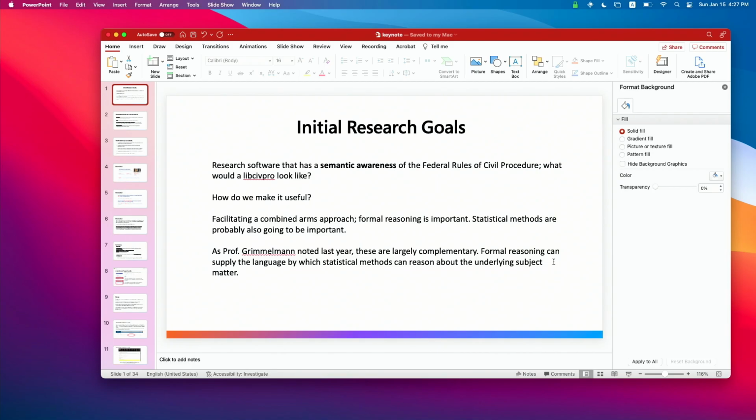So Professor Grimmelman last year in his keynote dedicated some time to talking about how these notions are complementary. Formal reasoning, if nothing else, can supply definitions and terms and APIs that people who are interested in statistical learning can use to make sense of all the data that they're getting.